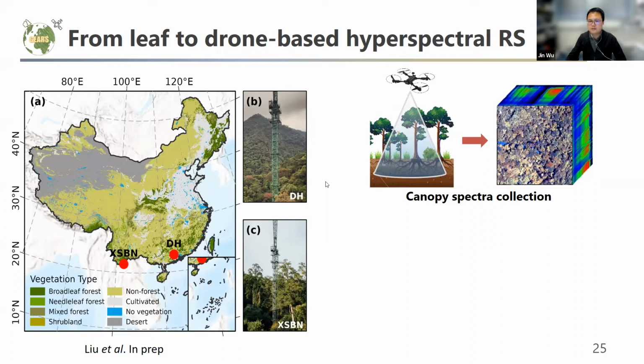agriculture system as well. Here we show two example forest sites we have in mainland China, like Mountain Jin Wu and also Soybean. We selected these two sites primarily because they have a canopy crane. That means we can not only install a hyperspectral camera on the drone and fly through the entire forest landscape, so we can get canopy-scale hyperspectral data.